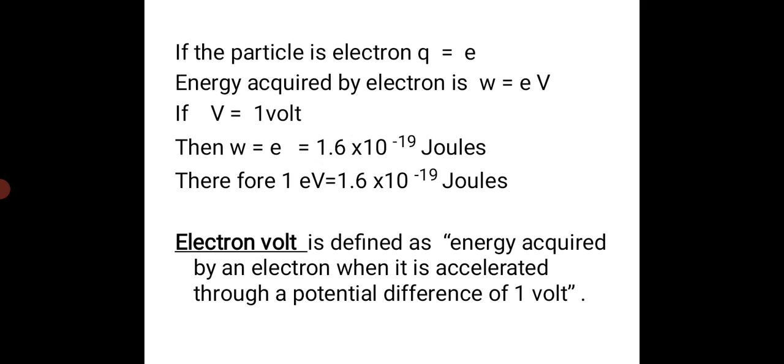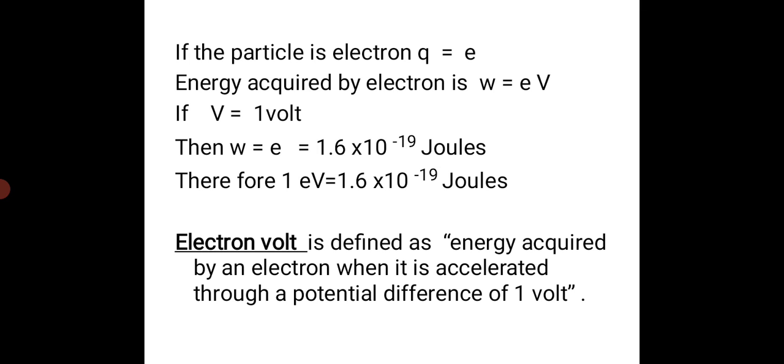Let us substitute the value of charge here. So if the particle is an electron of charge q equal to e, the energy acquired by the electron is W equal to eV. If V is 1 volt, then W equal to e equal to 1.6 into 10 raised to minus 19 joules. Therefore, 1 electron volt equal to 1.6 into 10 raised to minus 19 joules. Hence, the electron volt can be defined as the energy acquired by an electron when it is accelerated through a potential difference of 1 volt.